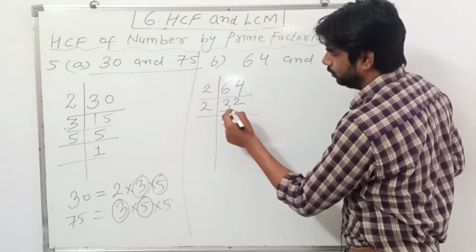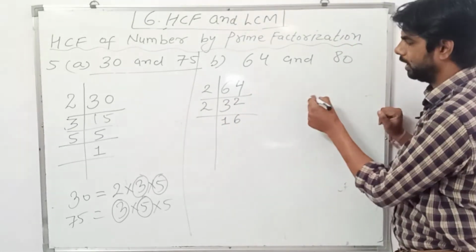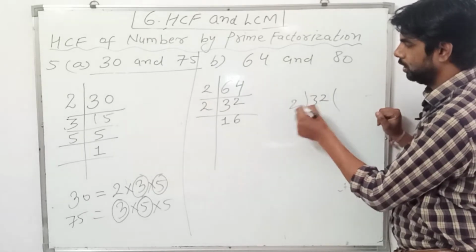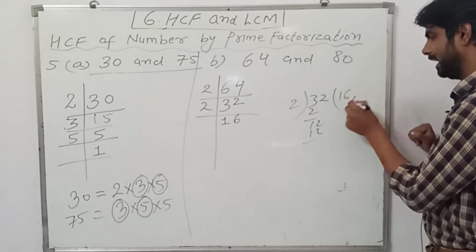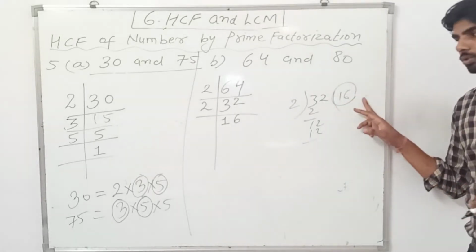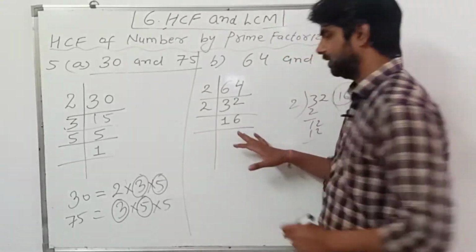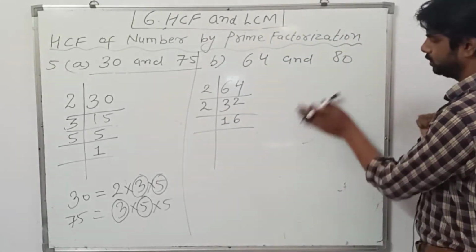2 1 is 2 and 2 6 is 12. If you don't know how I am doing, you can do it in rough also, because I am doing by direct method. So 2 1 is 2 and 2 6 is 12. What we get as our quotient? 16. So this 16 you have to write here. Okay, same 16 we get.